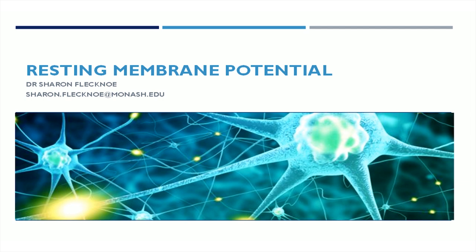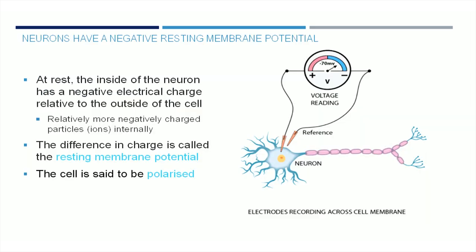In order to understand how it does this, we need to understand something called resting membrane potential. And resting membrane potential is not unique to neurons. There is a resting membrane potential in all cells, but neurons are able to fluctuate this resting membrane potential to send their messages. Let's have a look at how they do this.